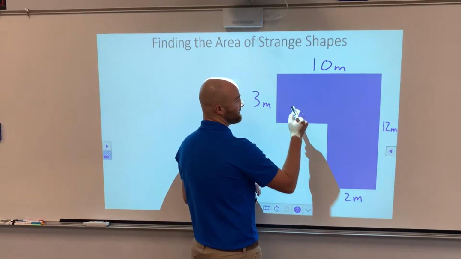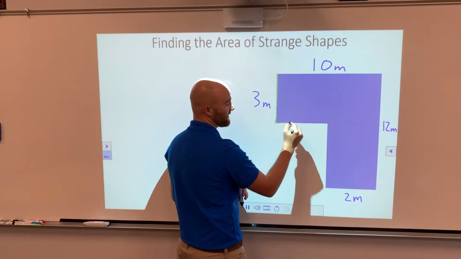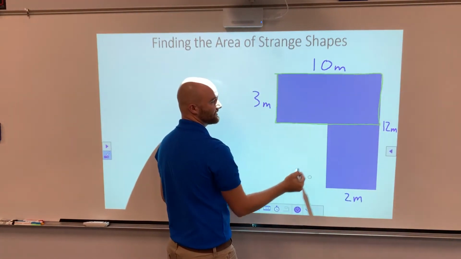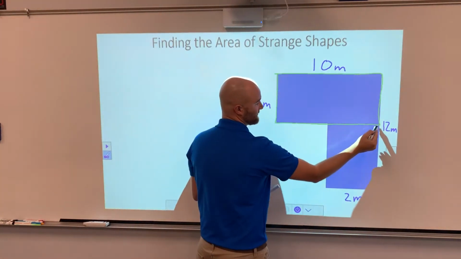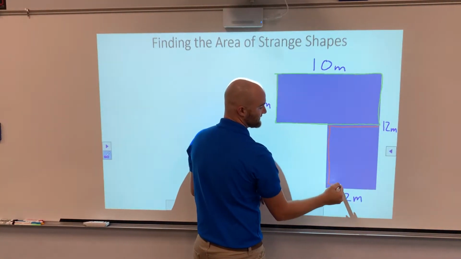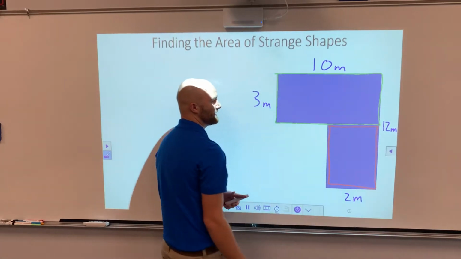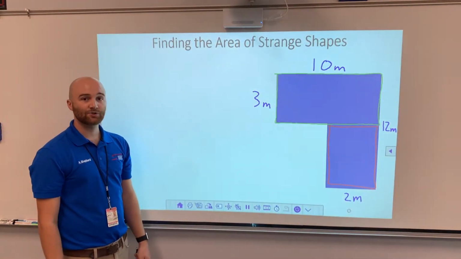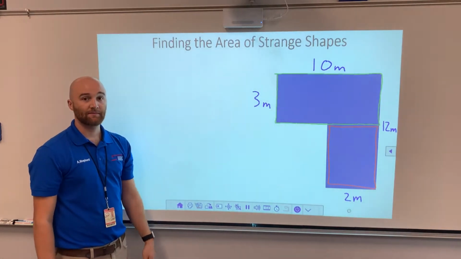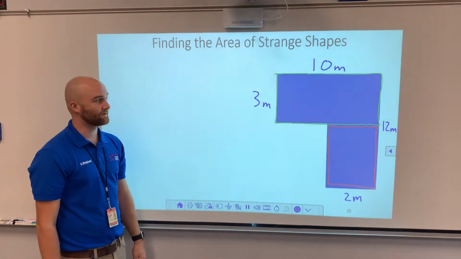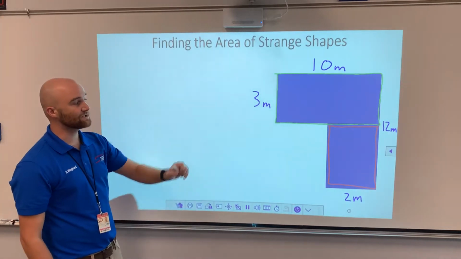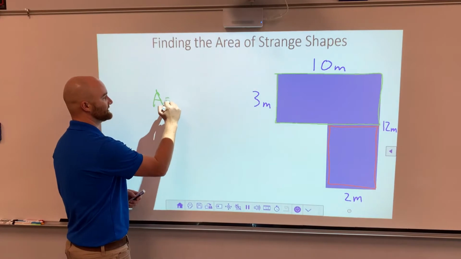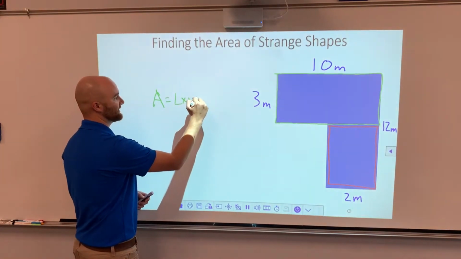If I break this up, I can say, I see a rectangle here and another rectangle down here. If I see those two rectangles, now I can find the total area of the whole shape by adding those two parts together, because I know how to find the area of a rectangle. The first part is really easy. This green part is really easy, because I know that area is equal to the length times the width.